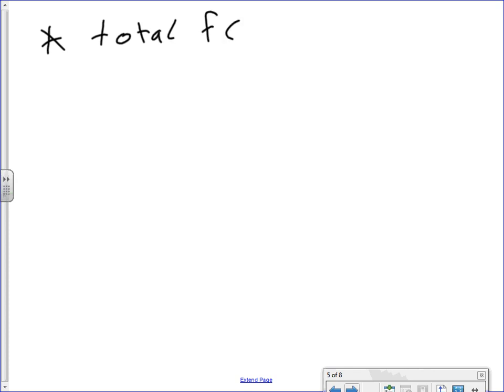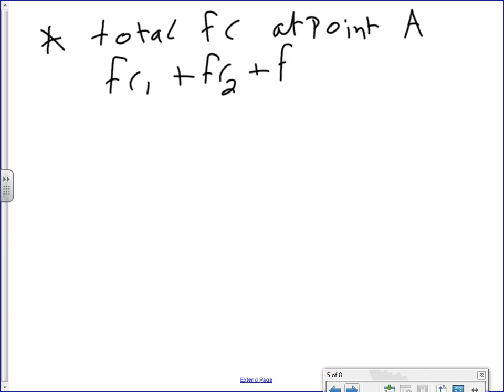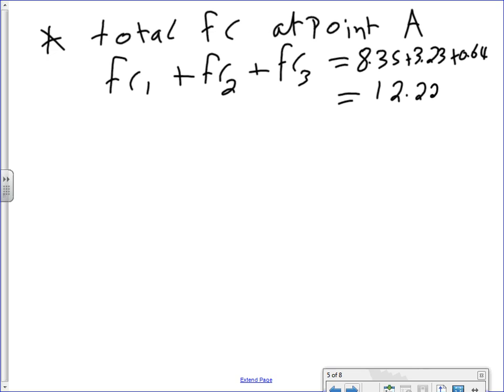Then the last thing we need to do here is the total foot candle at point A. Total foot candle at point A equals foot candle 1 plus foot candle 2 plus foot candle 3. And gentlemen, that will give you 8.35 plus 3.23 plus 0.64. And if I did my math right, that will get you this amount: 12.22 foot candle total contribution from the 3 fixtures.